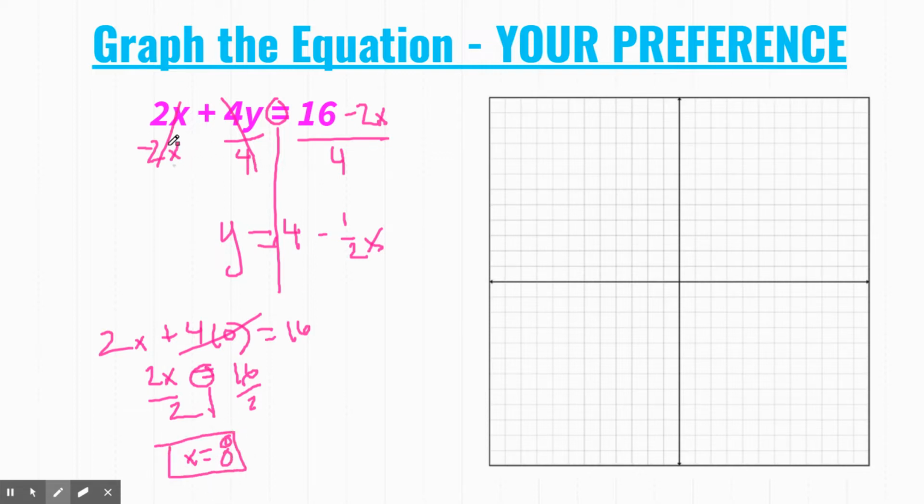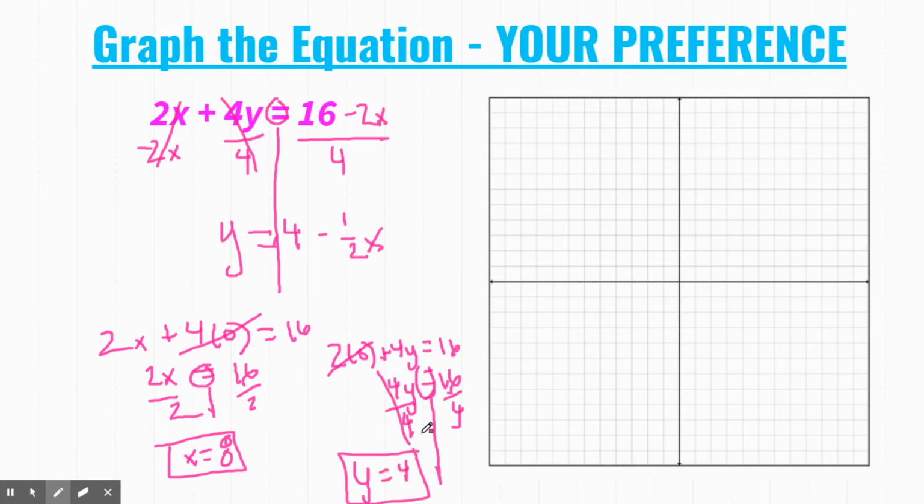Okay. Moving on to my next one, I'm going to find my y-intercept. So I'm going to do 2 times 0 plus 4y equals 16. 2 times 0 is just going to cancel out. So now I have 4y equals 16. Center of my equation is equal sign. Divide by 4 on both sides. 16 divided by 4 is 4, so my y-intercept is 4. So I could plot just my 4 and 8, which is 1, 2, 3, 4, 1, 2, 3, 4, 5, 6, 7, 8.